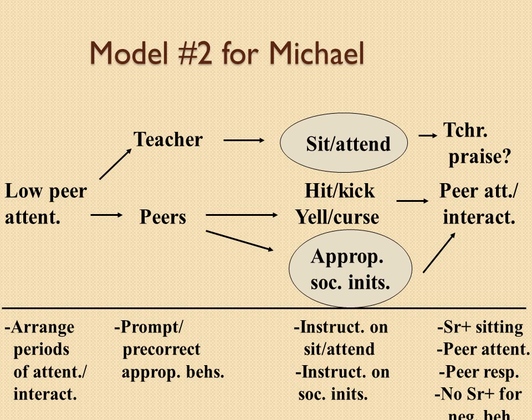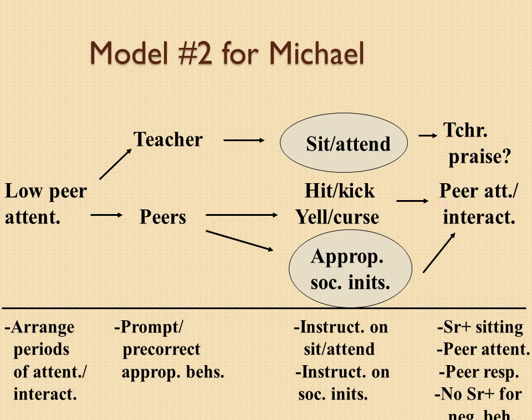The setting event is low levels of peer attention. The antecedent is the presence of peers. The behavior is hitting, kicking, and yelling and cursing in order to obtain peer attention. That's the function. The teacher wants the student to sit and attend, and the result of that is teacher praise. But here you can see where the problem might be. This student is doing this behavior to get peer attention. The desired behavior results in teacher attention. Maybe it's peer attention that's more important for this student.